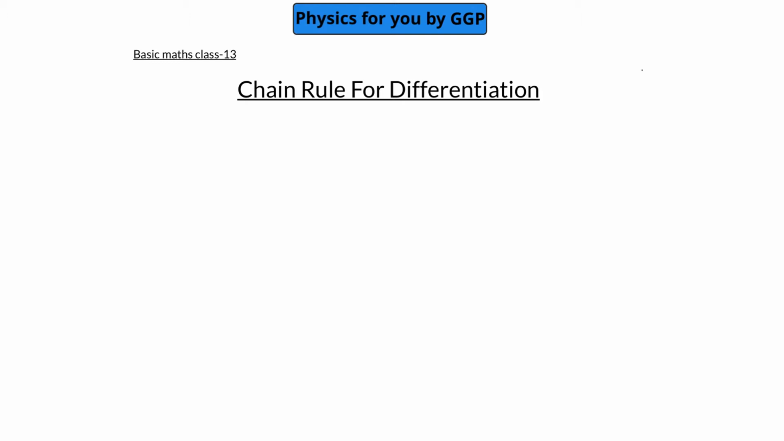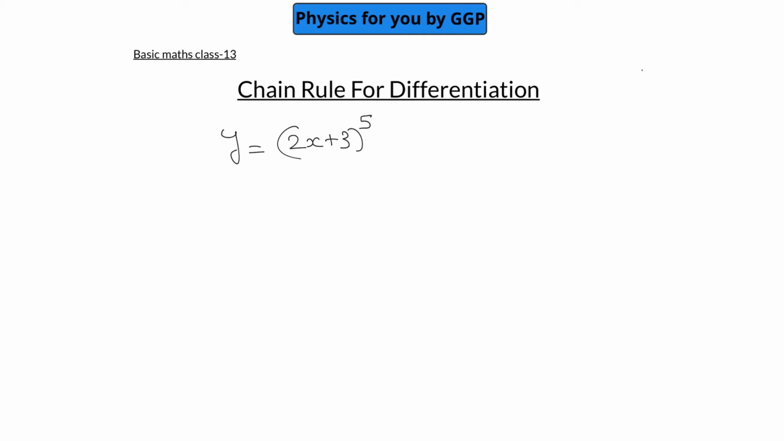For a function, let's say y is equal to (2x plus 3) raised to 5, our aim is to find the value of dy by dx. For that purpose, first we need to expand this, and the expansion of this function may take some time, or it will be a lengthy calculation.